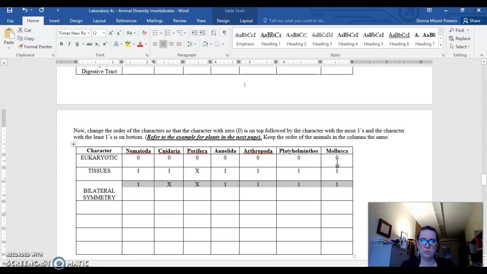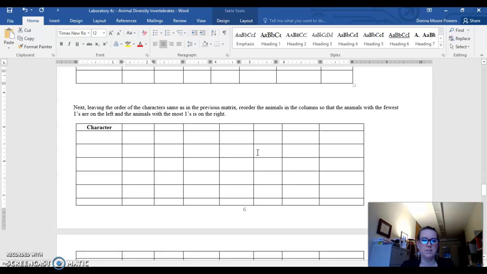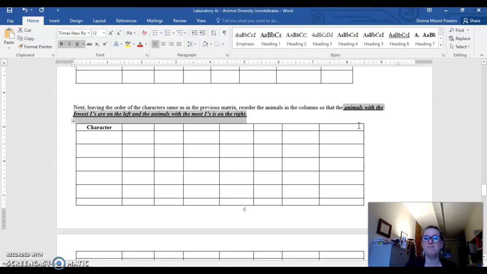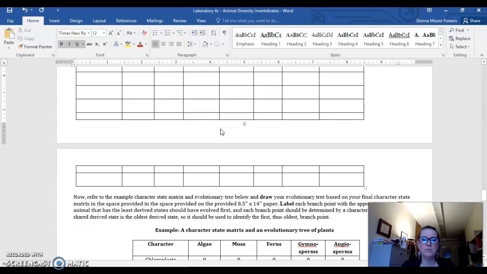Now, once you have all this, what we're going to do is rearrange the columns. So you can probably kind of see here a pattern. So we're going to rearrange the columns or the phylum names, and it says reorder the animals in the column so that the animals with the fewest ones are on the left and the animals with the most ones are on the right. So here we are actually talking about those animal phyla. Okay. All right. And so I think you're probably getting a pattern. You can have fun with that.